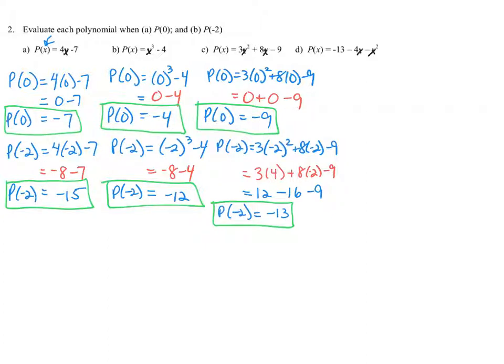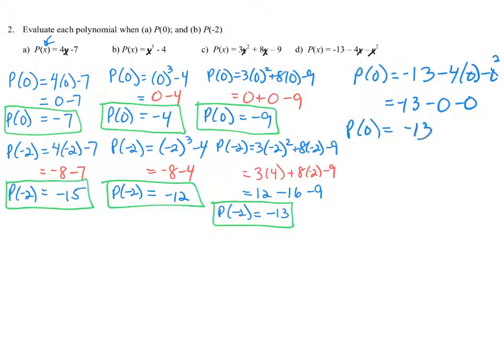For part D, p of x is equal to negative 13 minus 4x minus x squared. Let's find p of 0 by replacing the x's in the polynomial with 0. We get negative 13 minus 4 times 0 minus 0 squared. So when we simplify, we get negative 13 minus 0 minus 0. So p of 0 is equal to negative 13.